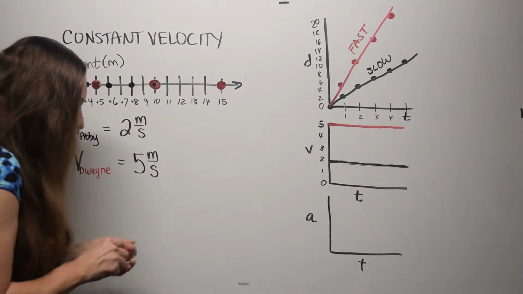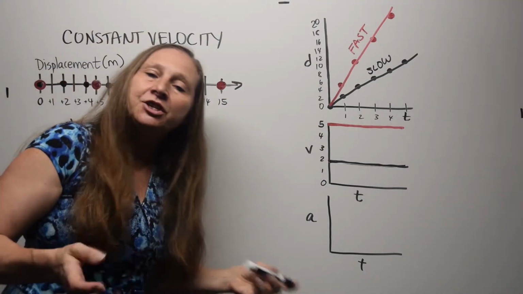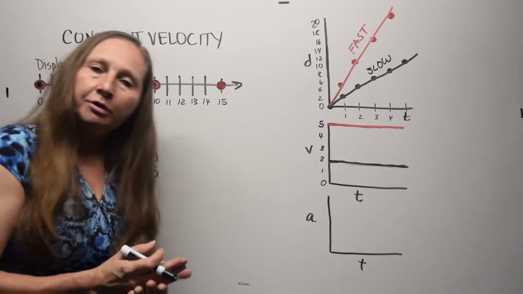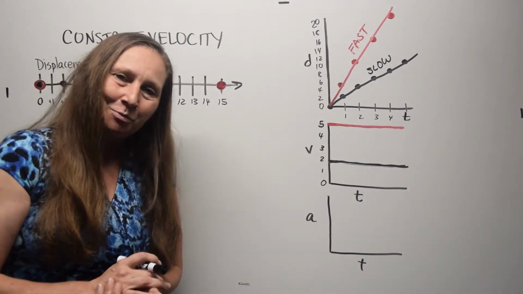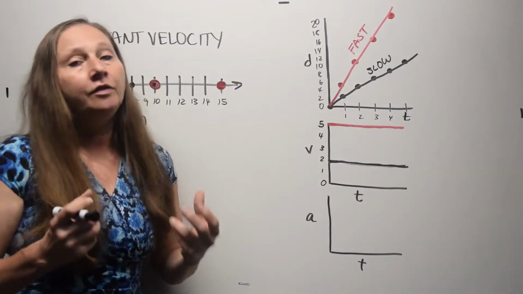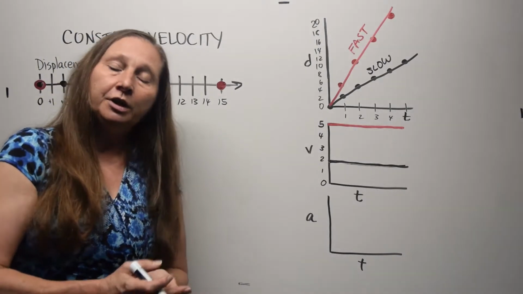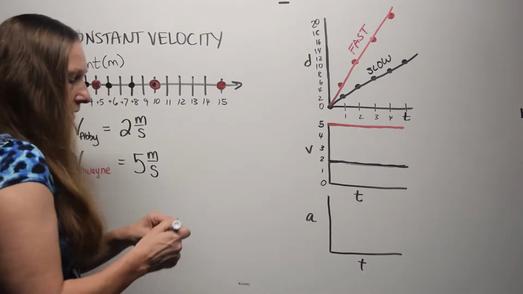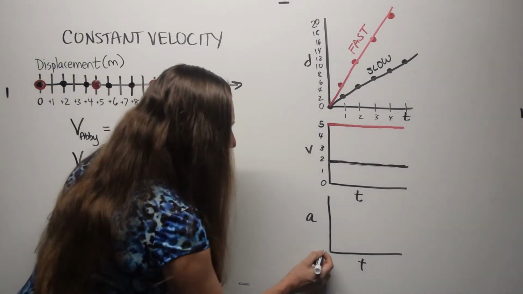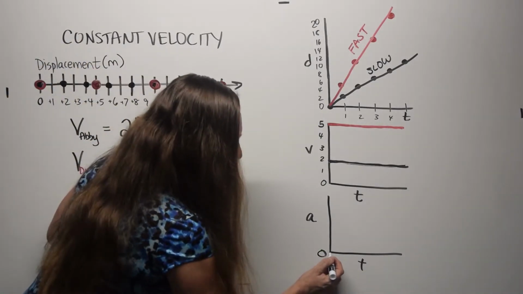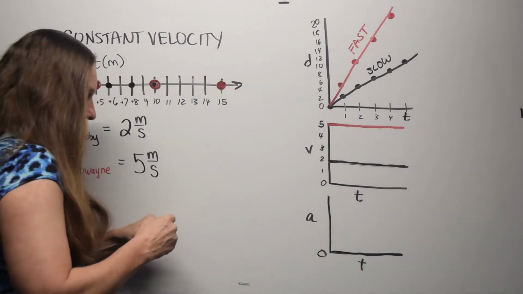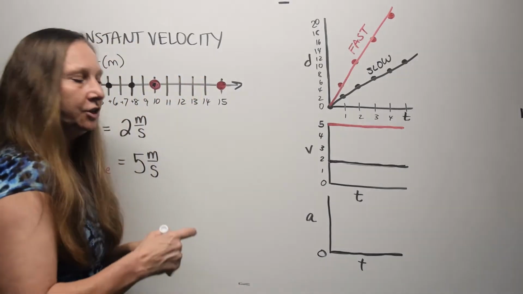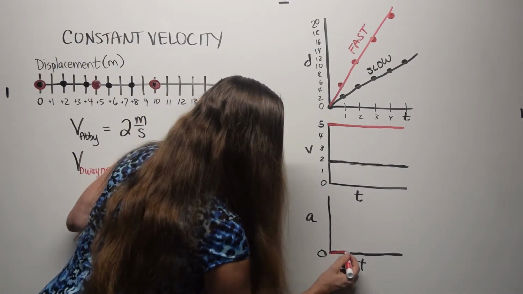Now, are either one of them accelerating? Are they increasing in speed or decreasing in speed? We'll leave out the changing direction part for a different video. Are they accelerating? Are they increasing or decreasing their speed? No. So their acceleration is, you guessed it, 0. Abby's acceleration is 0 the whole time, and Dwayne's acceleration is 0 the whole time.